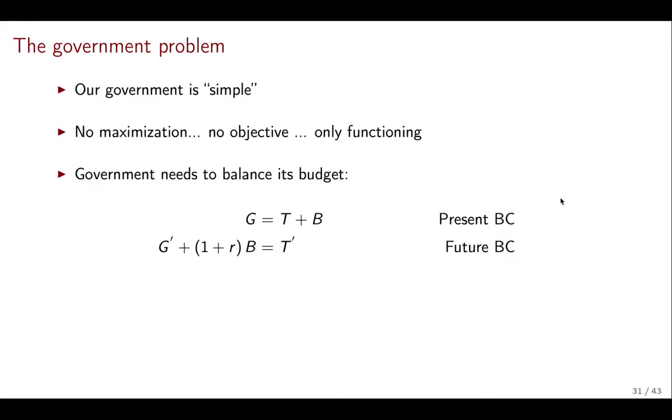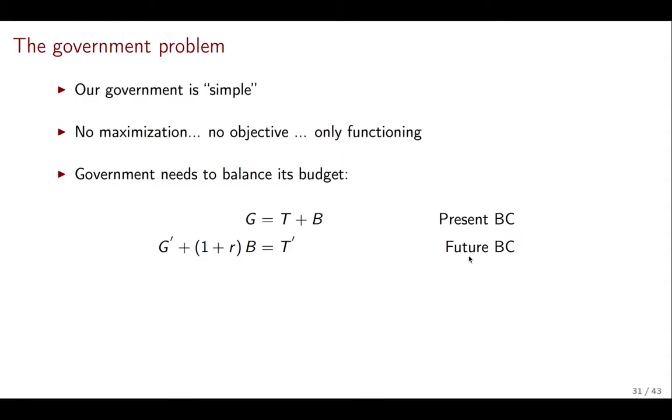So, what the government needs to do to function is to balance its budget. There is a present budget constraint and a future budget constraint. In the present budget constraint, we're balancing government expenditures G that have to be financed either with present taxes or with debt. This B is going to be government bonds. It's going to be the debt of the government.